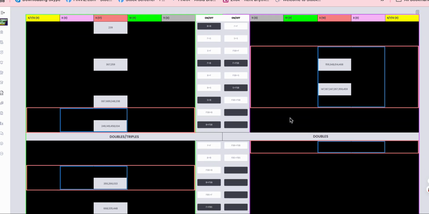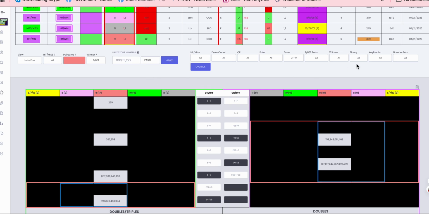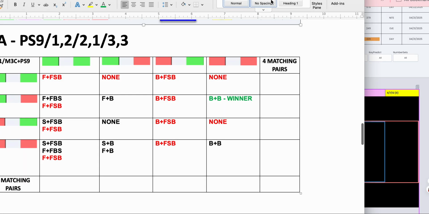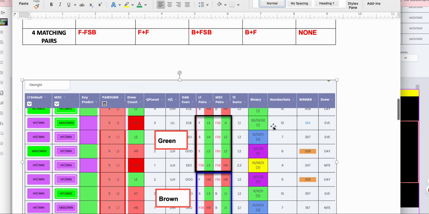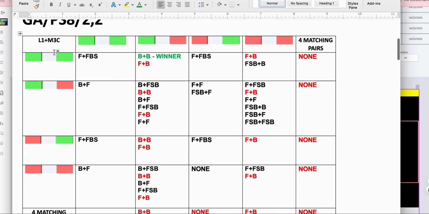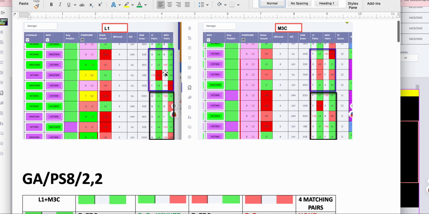So in the lotto pool, you pull out something like this. And we're going to create that chart, like I said. We're going to create these links with the pairs, and it's going to do it for you. But you could do it now. You could create a chart like this and start reducing them. You create it like this, L1 and M3C, right? And just pull them from each side.